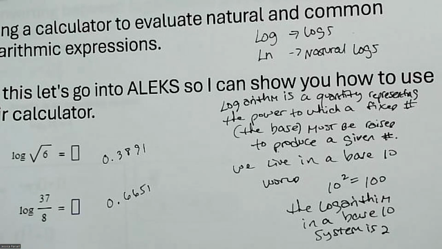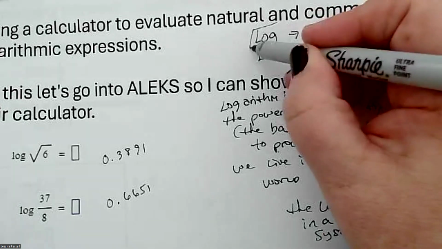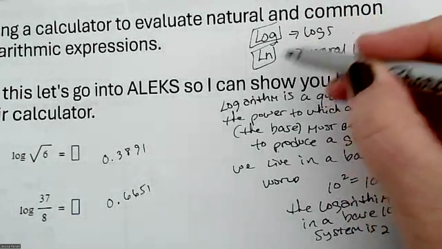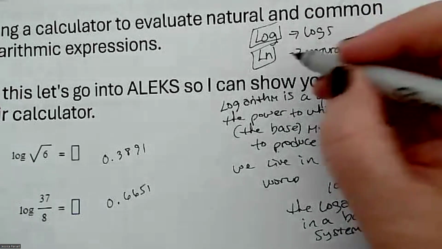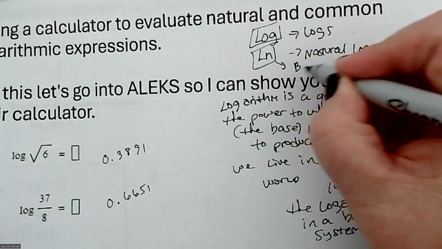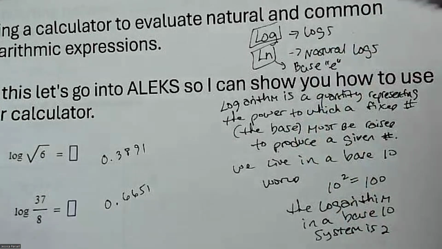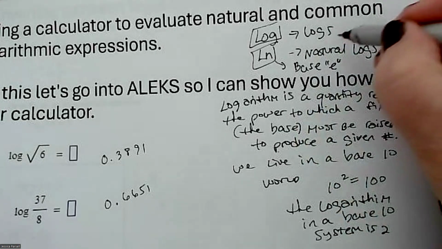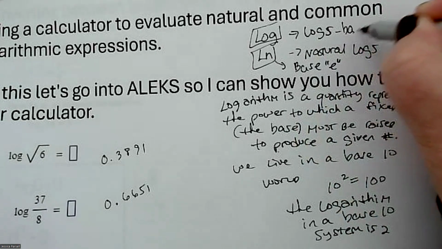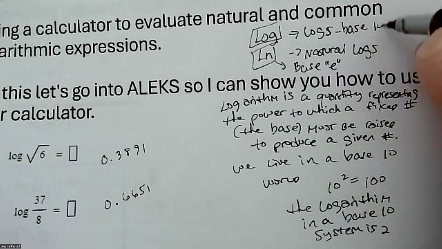So right here, 0.6651. The log button and the natural log button usually sit next to each other on basic calculators. Natural log is going to be base e. Okay. Well, normally we work in base 10, but sometimes the natural log comes in handy.